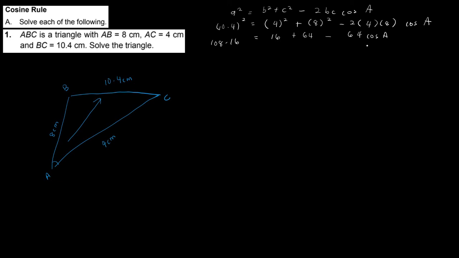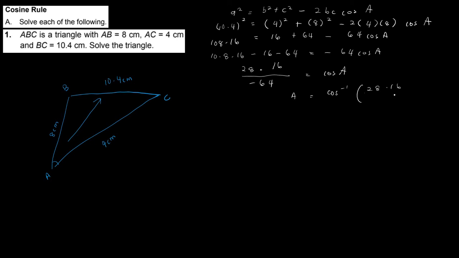Leave cos A, and then to calculate A, take cos inverse of 28.16 over negative 64, and you should get 116.10 degrees.